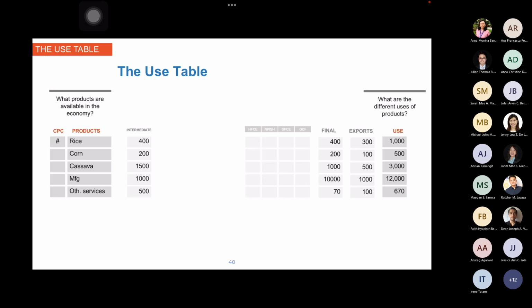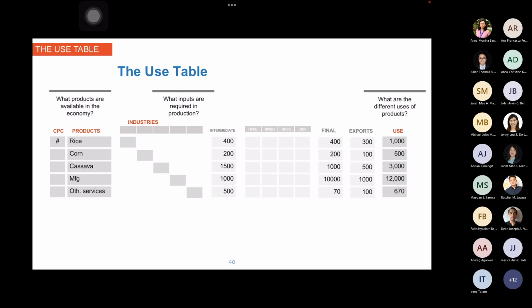So next, we expand the use table such that we identify which industries use goods and services for intermediate consumption. So the use table also answers the question, what inputs are required in production? So taking the intermediate totals, we get the breakdown of intermediate inputs by industries. So this is parallel to the domestic production matrix, and these products could feed into production as raw materials and process further into final goods or other intermediates.